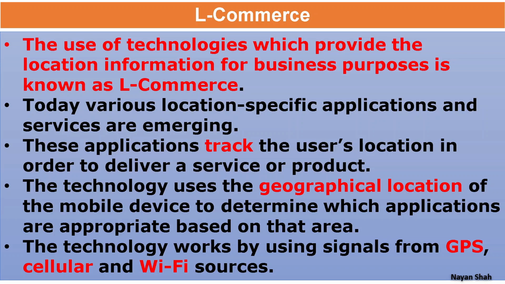The basic difference is that E-Commerce is commercial activity carried out using a computer or laptop, whereas M-Commerce is the same activity carried out using mobile devices or any handheld devices. Now, L-Commerce is where we get services or commercial activity that are location-based. So when we keep our GPS and location on in our mobile devices, and then whatever services we take, that is called L-Commerce. The use of technologies which provide location information for business purposes is known as L-Commerce.